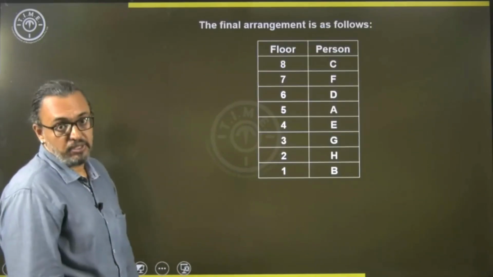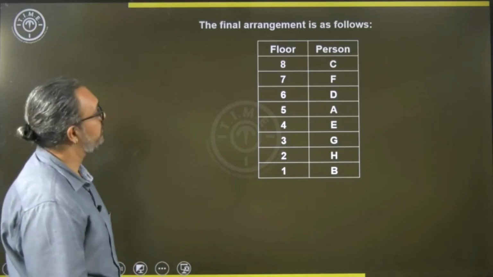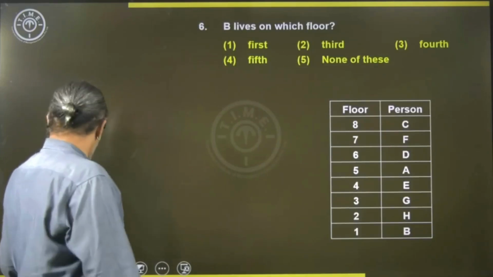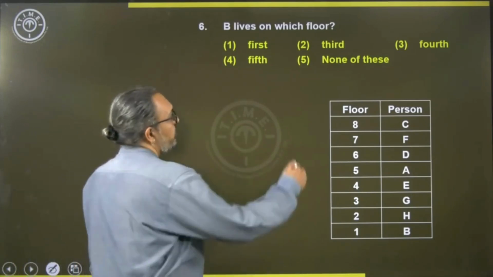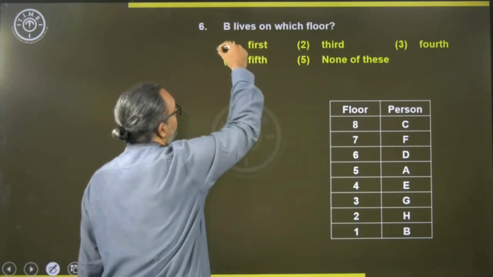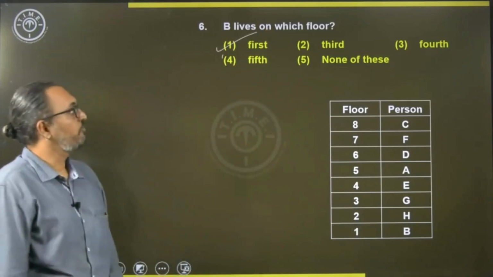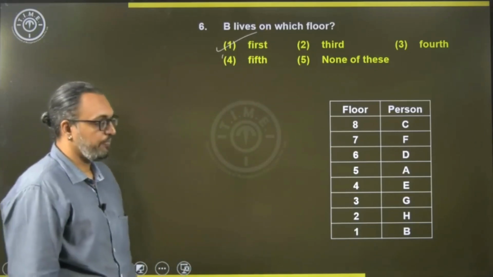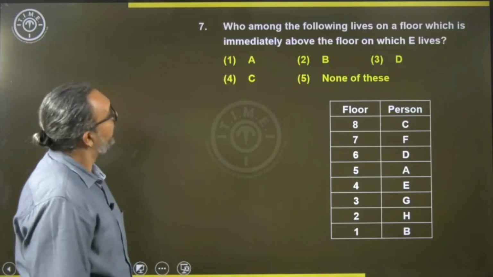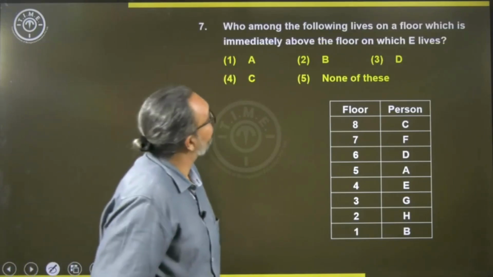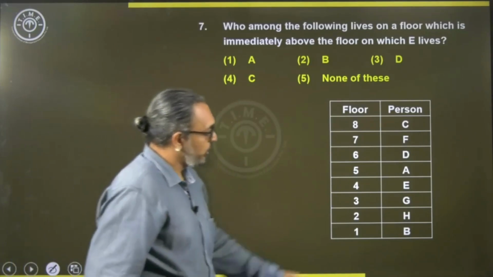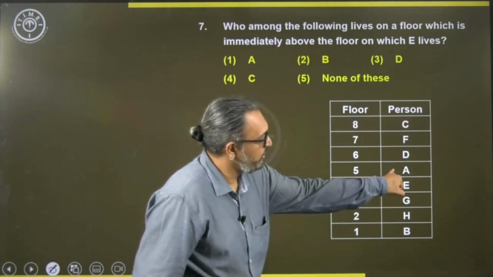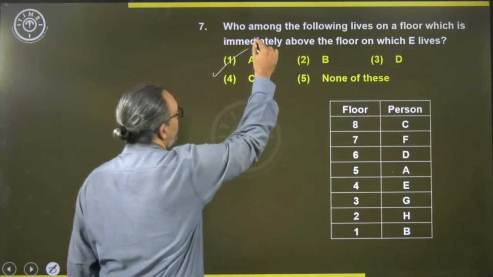So this is the arrangement we have. Now questions. Now B lives on which floor? So according to our arrangement, B is on first floor. Choice 1. First option. Okay. Then, who among the following lives on a floor which is immediately above the floor on which E lives? So immediately above E, who is available? A, and that's available in the first option.